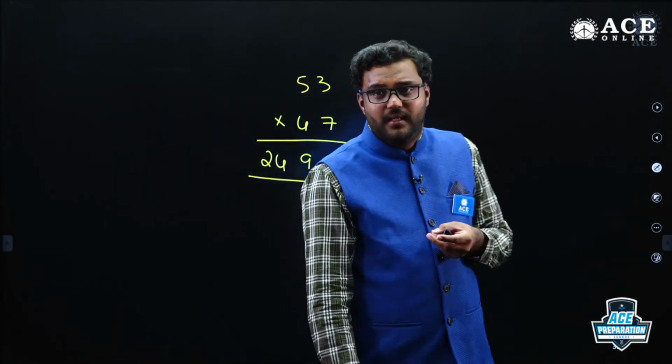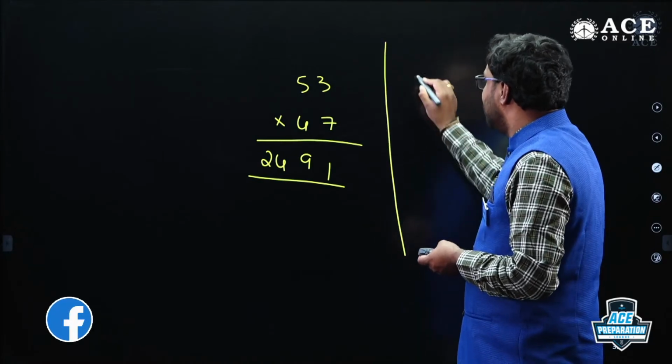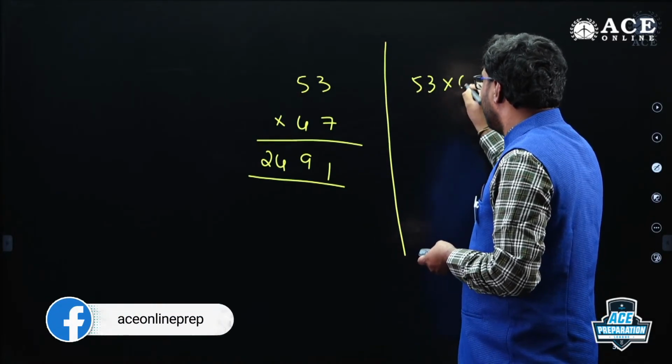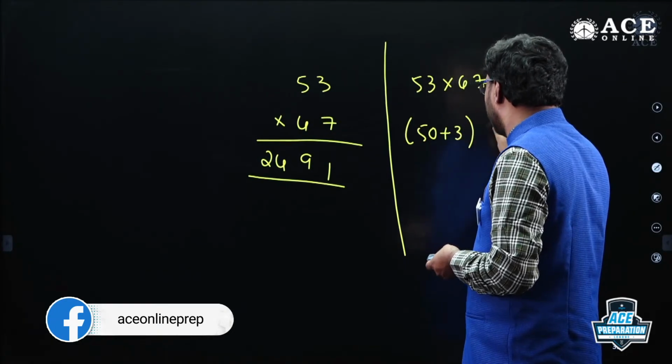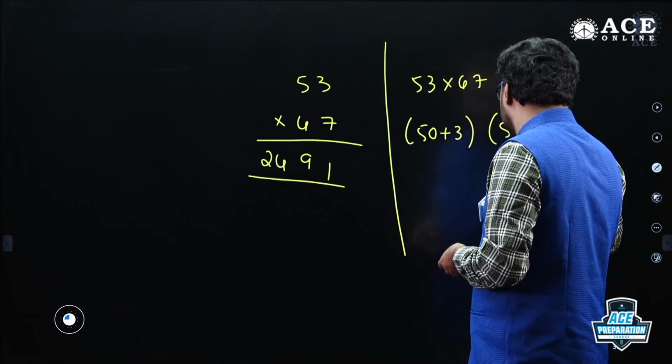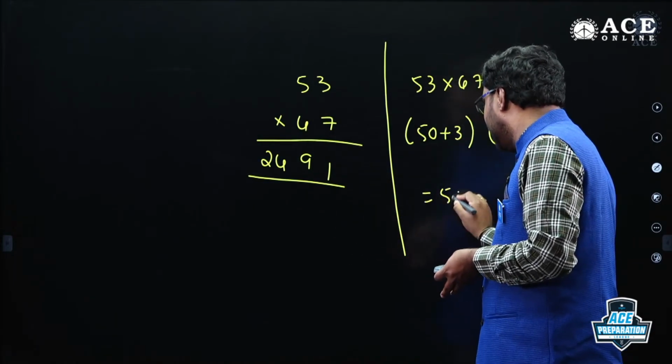2,491. Right? Some people will say, sir, for this one I have another shortcut. This is 53 into 47, right? I can write this as 50 plus 3 and 50 minus 3. We have this trick also. So we are doing something else. This is a plus b into a minus b, sir. A square minus b square. You can do like this.